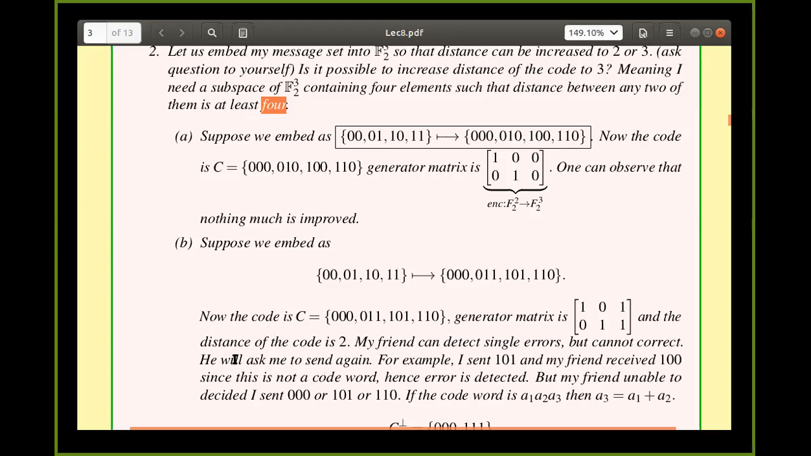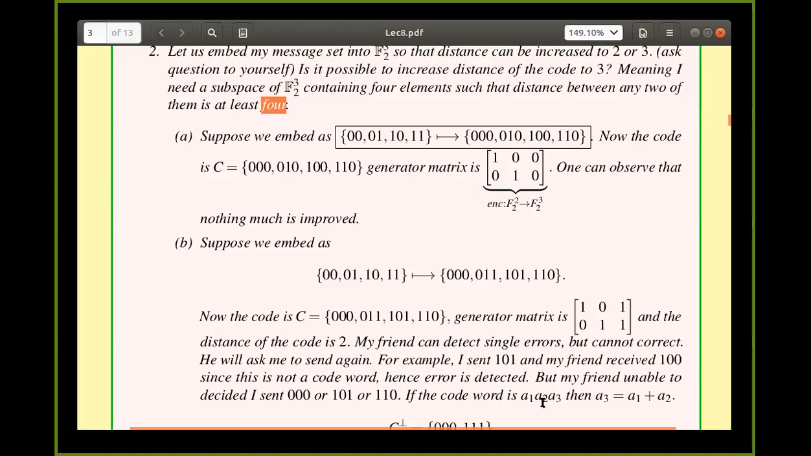I'll explain again. He will ask me to send again, right? Why? For example, I send 101 and my friend receives 100. Since this is not a code word. Why is it not a code word? Because code words have even parity; if I add them modulo 2, it is 0. For 100, odd parity means if I add them, I get 1. Hence the error is detected.